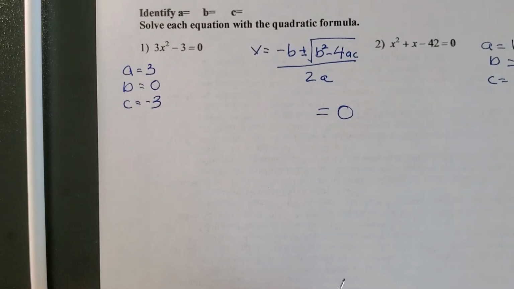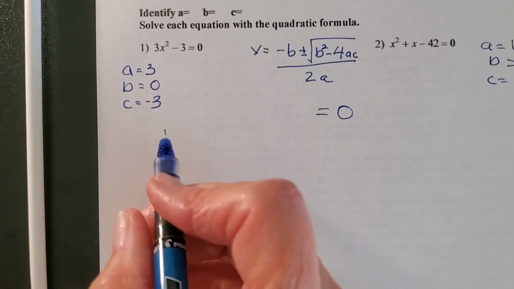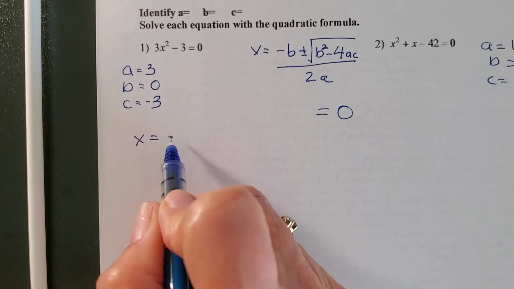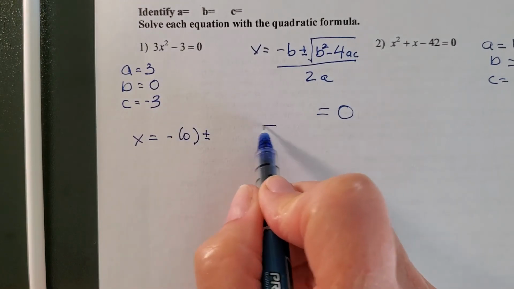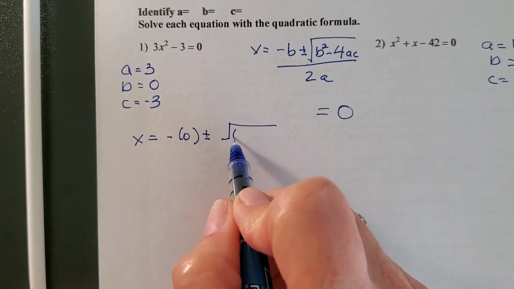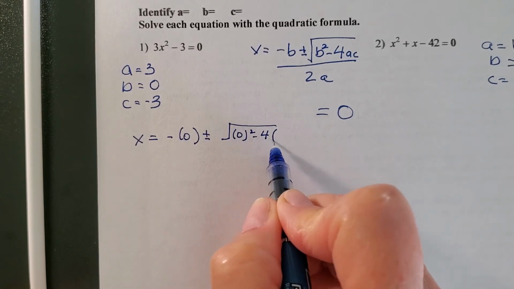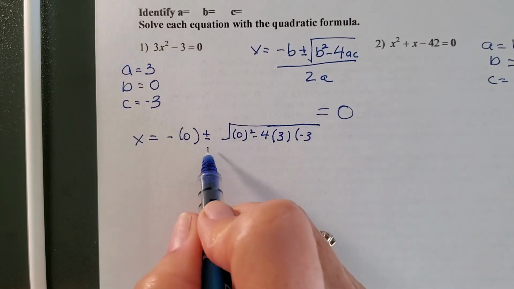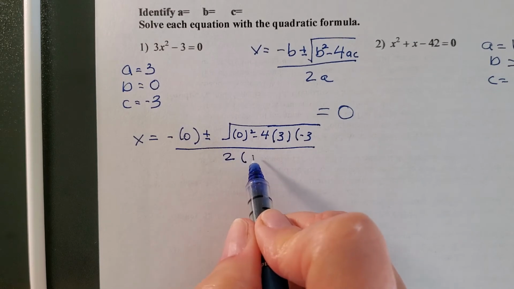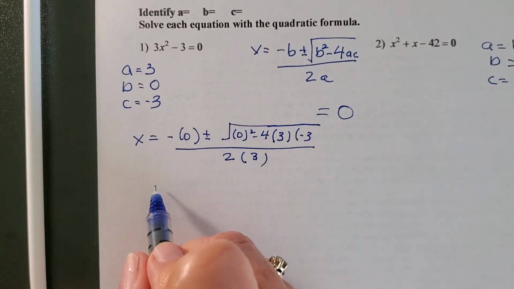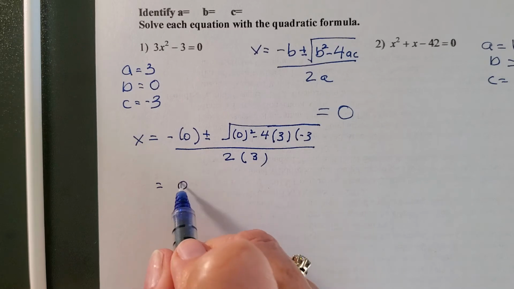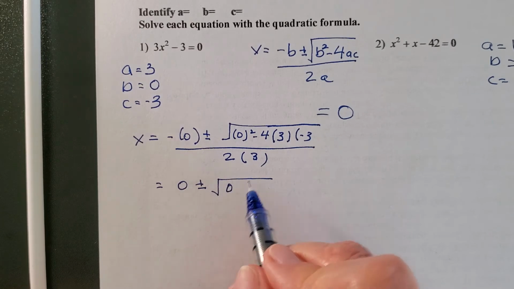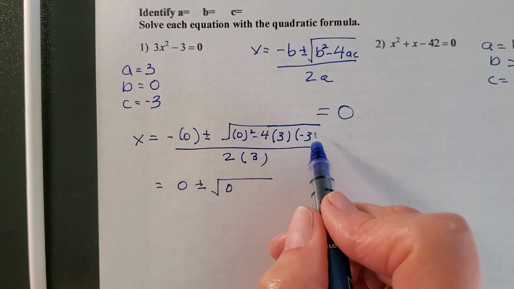And then you just substitute and simplify. You've had a lot of practice with this. So substituting here, the opposite of 0 plus or minus the square root of b squared minus 4 times a times c, and all of that is divided by 2 times a. As we continue to simplify, the opposite of 0 is 0. 0 squared is 0, and then negative 4 times 3 times negative 3.